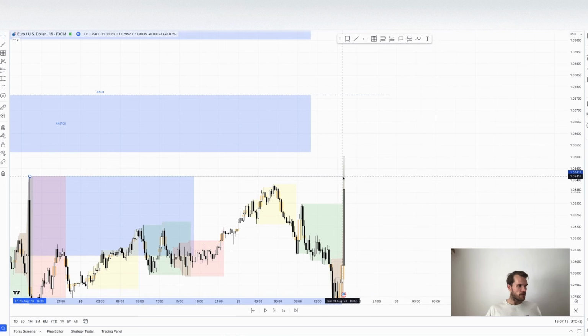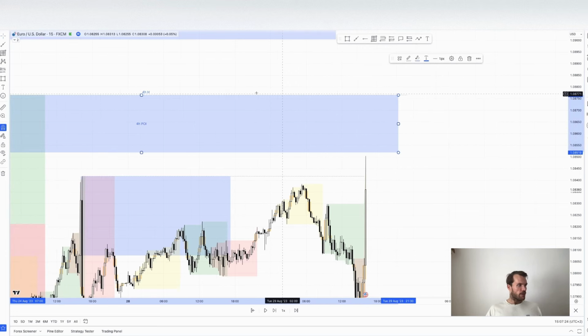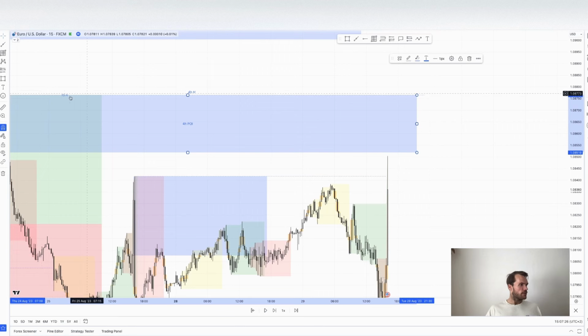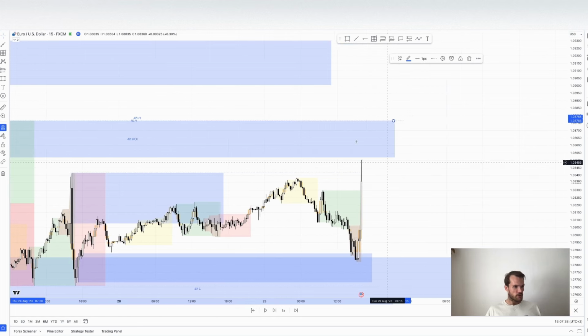We did sweep the highs. We do have a 4-hour POI here. We do have our 4-hour high and our 15-minute high. I don't know if I can click on that and drag it across. So any nice chock out of this area, a 15-minute chock out of this area, I would take. This looks like it's already gone.